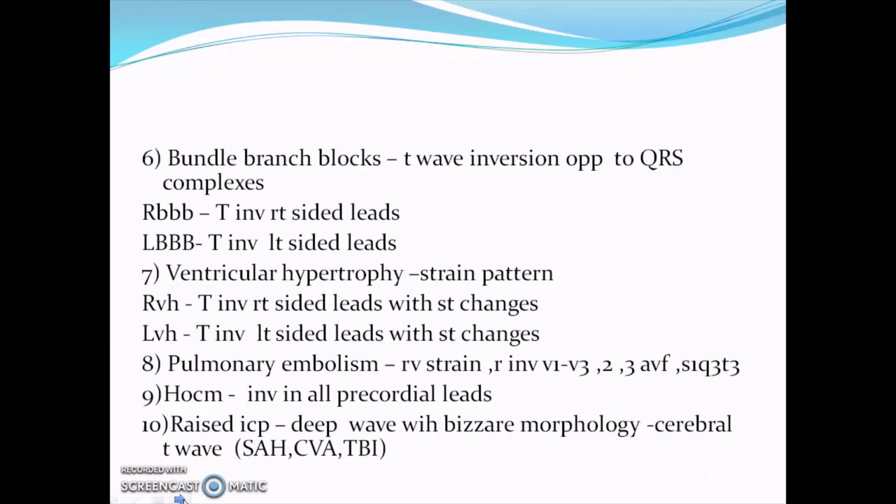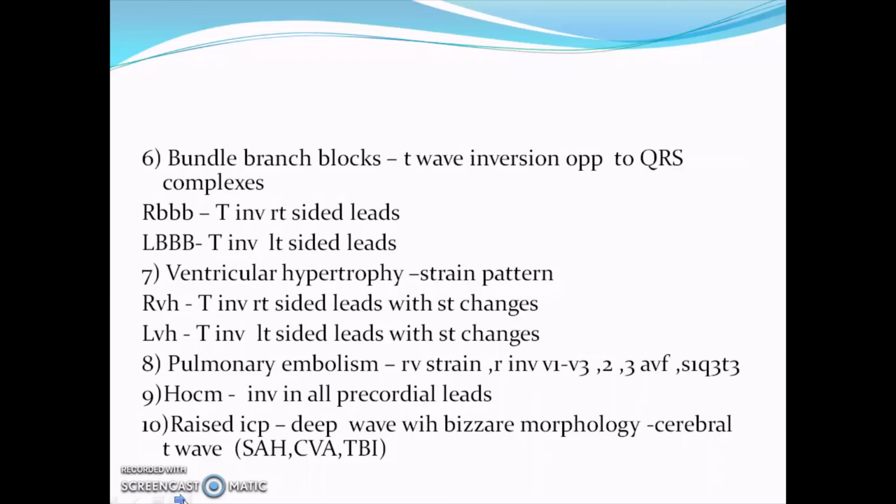In bundle branch blocks, there will be T wave inversion, but the T wave inversion will be opposite to the direction of the QRS complexes. That is, in RBBB, there will be an M pattern of the R wave in V1, which is upright, followed by a T wave inversion in V1. In an LBBB, similarly, there are broader QRS complexes, which are upright in the lateral leads, followed by a T wave inversion.